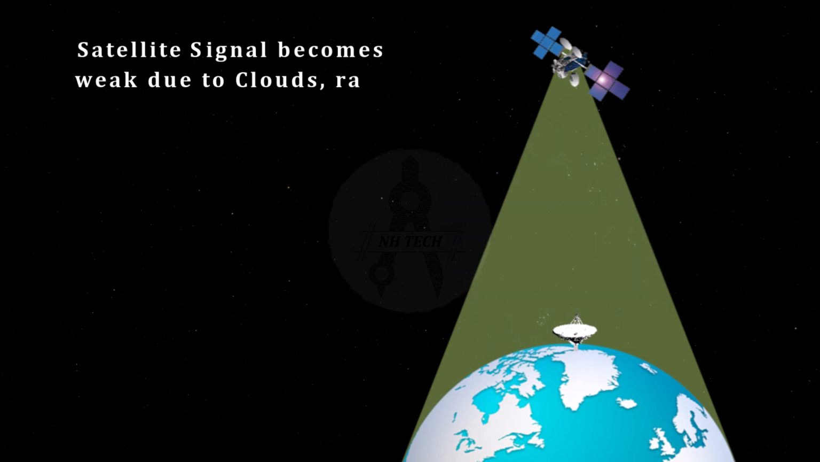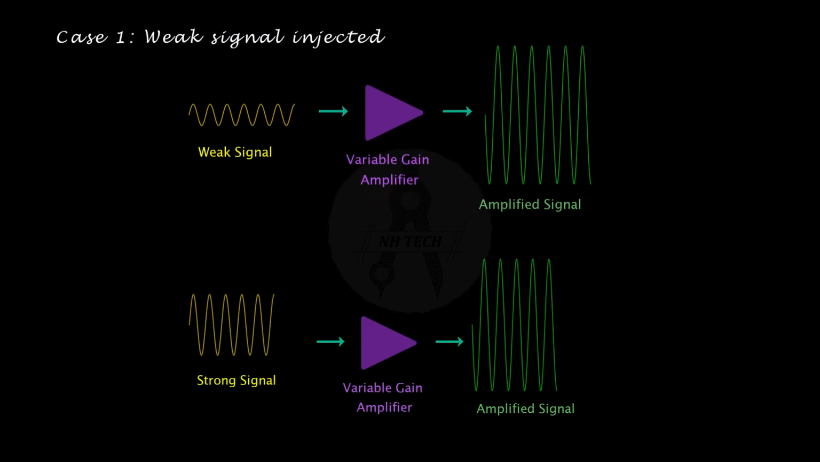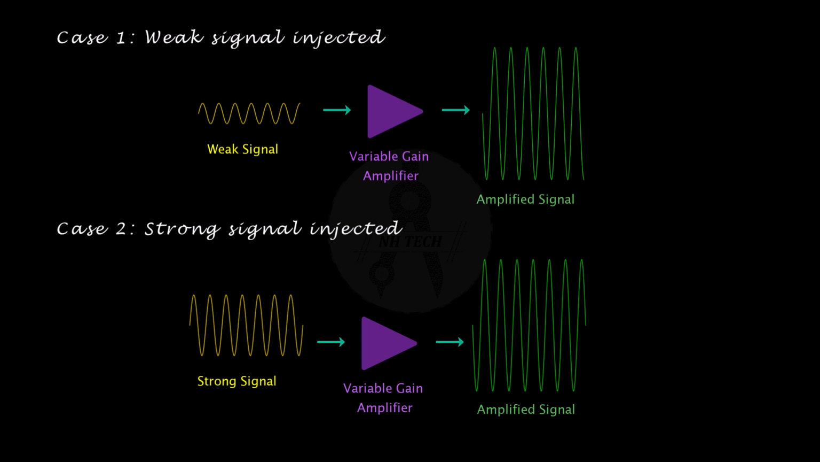This wide variation creates a serious problem for the receiver circuitry, because electronic circuits are designed to operate efficiently only within a limited input range. Now imagine if a weak signal enters the receiver. In that case, we would want to amplify it as much as possible so that it becomes usable. But if a very strong signal comes in and we are still using high gain, the amplifier will saturate, causing distortion and loss of information.